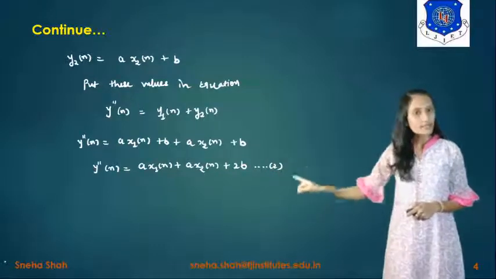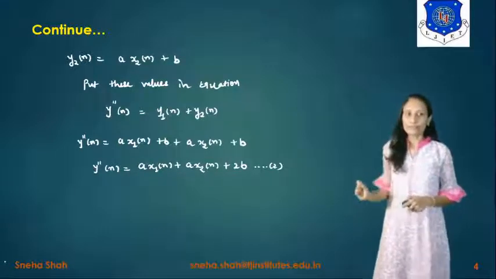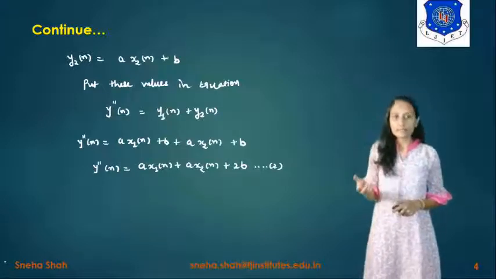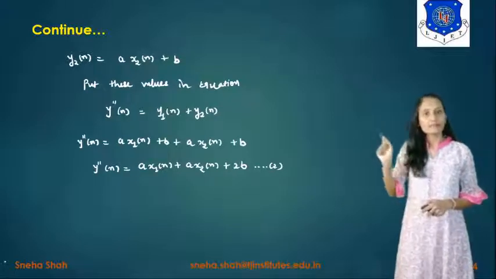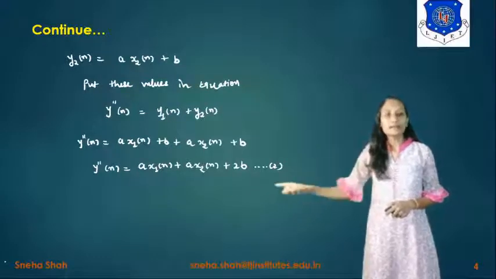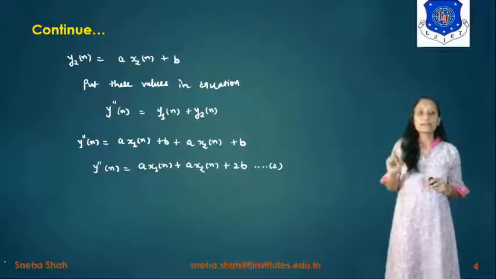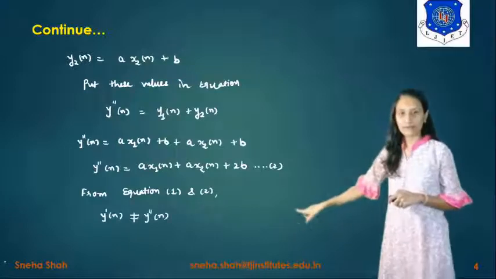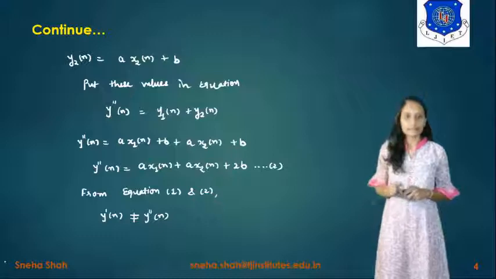So this one is equation number 2, which we derived by taking the output as a combination of two outputs, and equation number 1 we derived by taking the input as a combination of two inputs, right? If we compare equation number 1 with equation number 2, you can see that in that equation the term is b, and over here the term is 2b. So from this we can say that equations 1 and 2 are not the same. So y dash of n does not equal y double dash of n. So this system is considered a non-linear system.